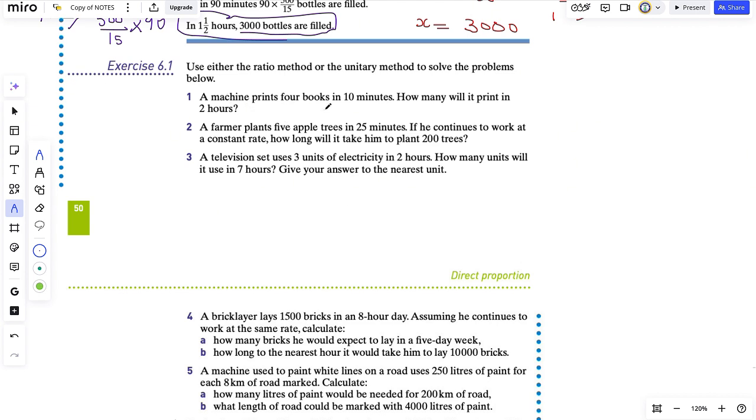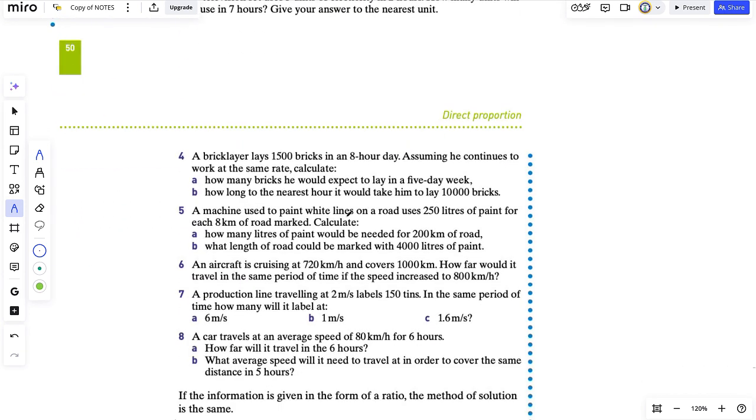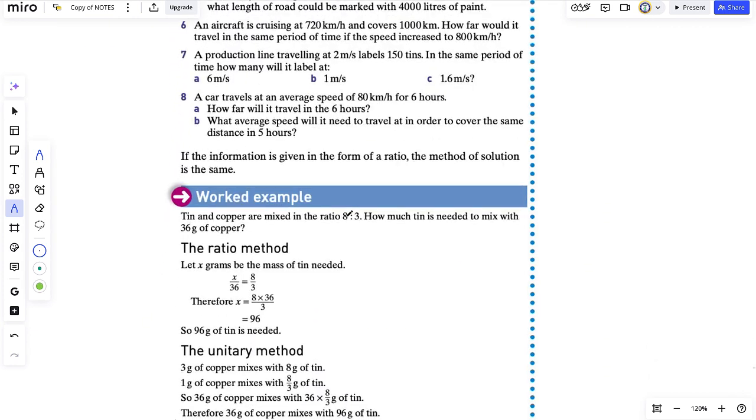A machine prints 4 books in 10 minutes. How many will it print in 2 hours? 2 hours, you must convert to minutes. That's 120 minutes. So you do a ratio of books to time. You say 4 to 10, and then you do any of the methods. So pause the video and solve as we've gone through in the example.